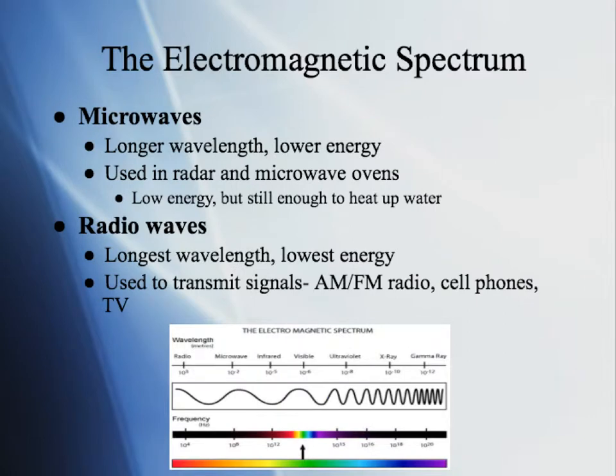The last two that we're going to talk about are microwaves and radio waves. Microwaves are even longer than infrared, so again, they have lower energy. Microwaves are used in radar signaling and also in microwave ovens. They have longer wavelengths and lower energy, but they still have enough energy to heat up water. Anything that has water molecules in it will be heated up by microwave ovens.